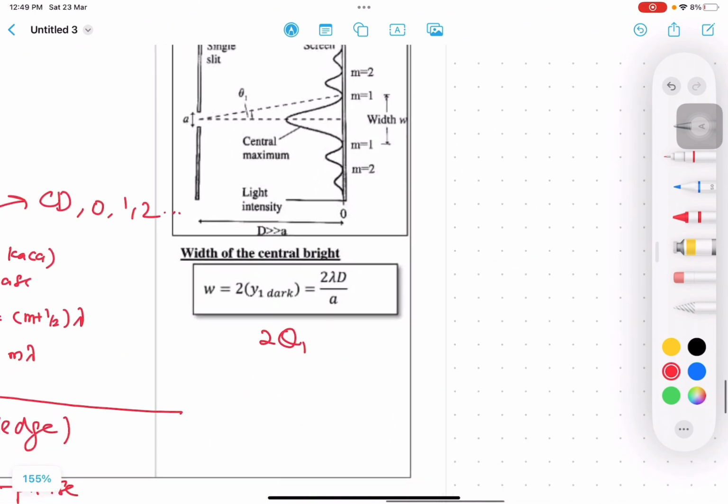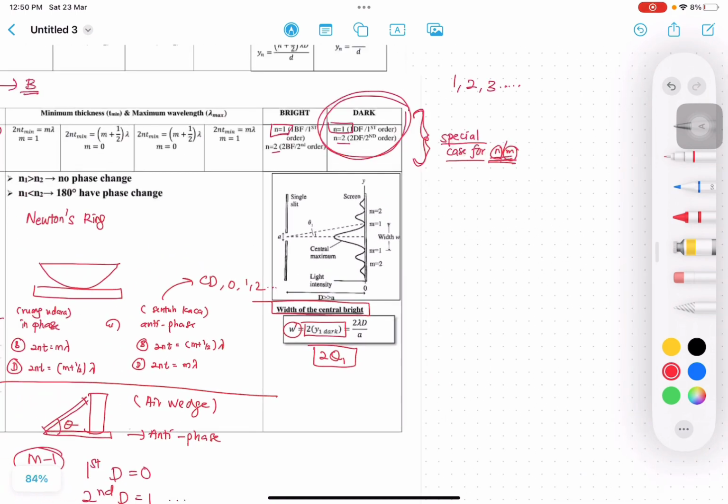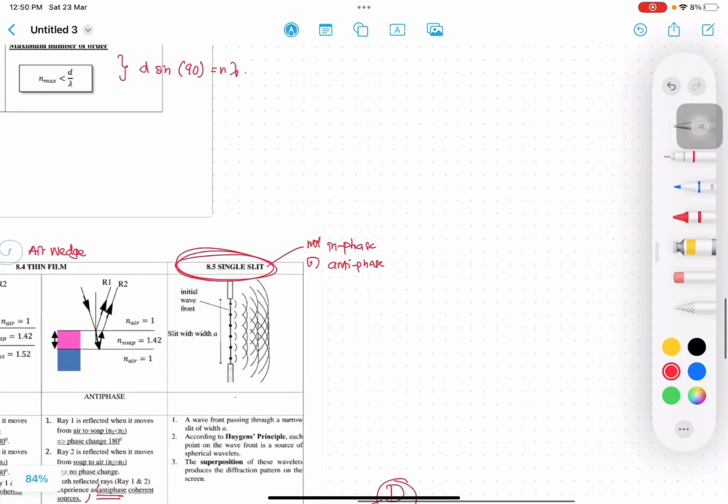Alright, so we have the width of the central bright. The width is actually 2 times Y1 dark. So we always look at the dark side. And the full width is actually 2 times theta 1. Alright, that's all for the single slit.